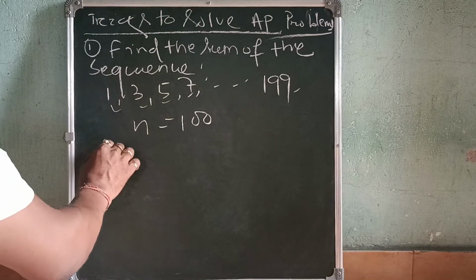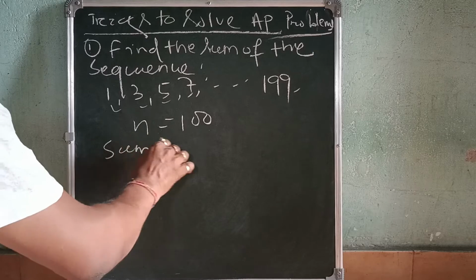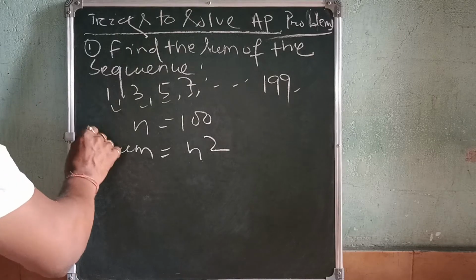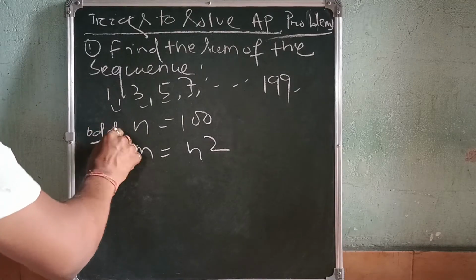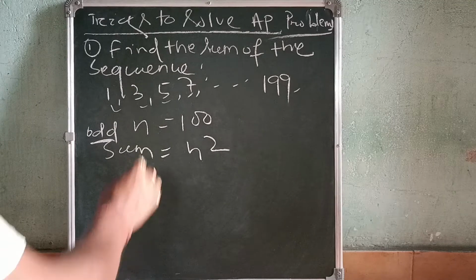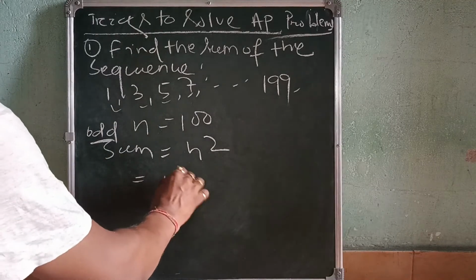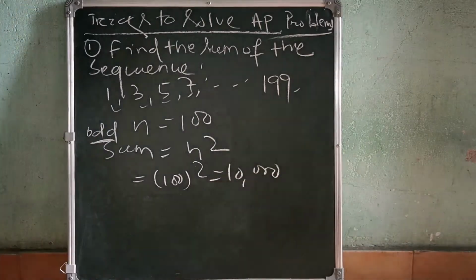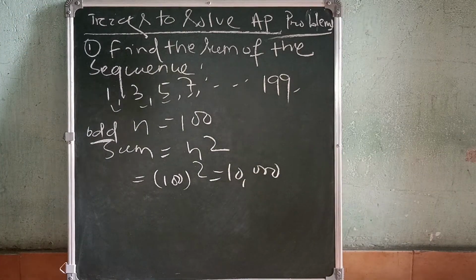Now the odd formula: the sum of odd numbers is equal to n square, right? Odd sum is equal to n square. This is the odd number sum. So the answer is just 100 square, that means 10,000. Very simple, right? Just put the formula for the short trick.